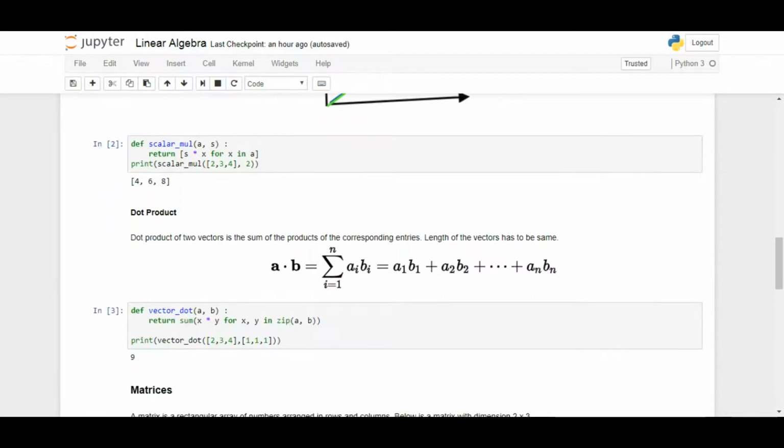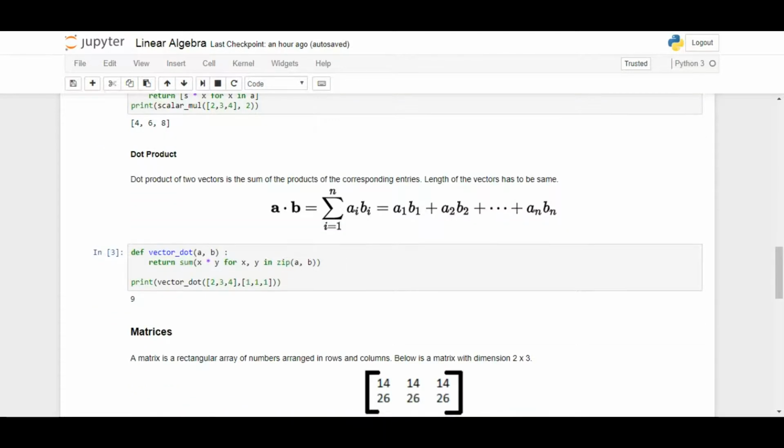The dot product of two vectors is the sum of the products of the corresponding entries. The length of those vectors has to be the same. This can be generalized in this equation. It is the summation of i equals 1 to n of ai bi, where n is the number of items in the list. We can create a function that accepts two lists. So for every iteration, we're multiplying its corresponding entries.